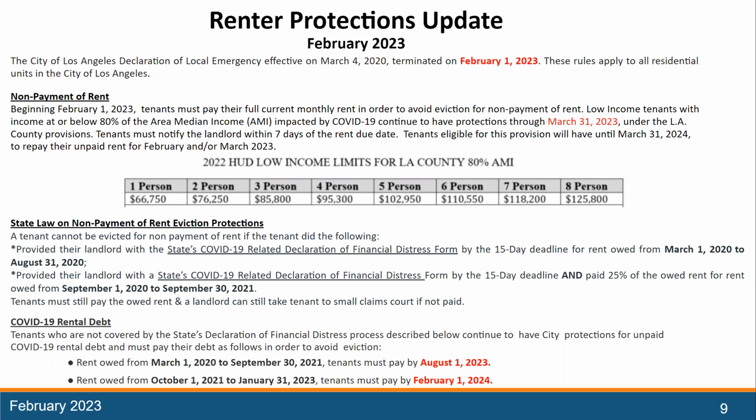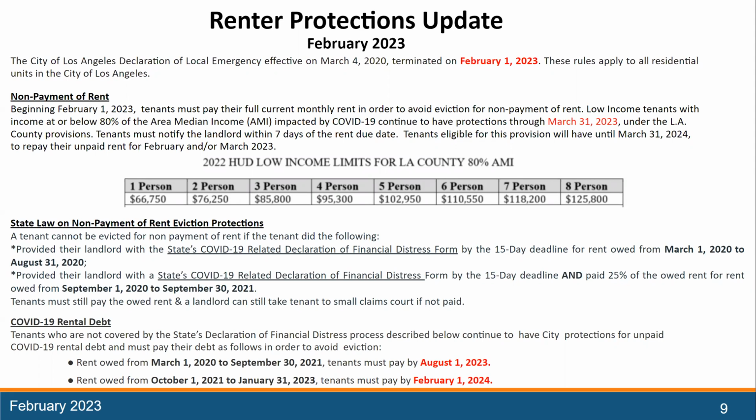First, there are protections for non-payment of rent as follows. Beginning February 1st of 2023, tenants must pay their full current monthly rent on a go-forward basis to avoid eviction for non-payment of rent.